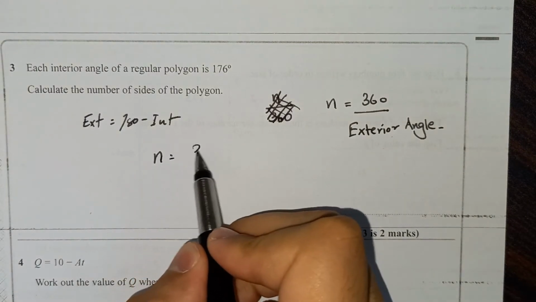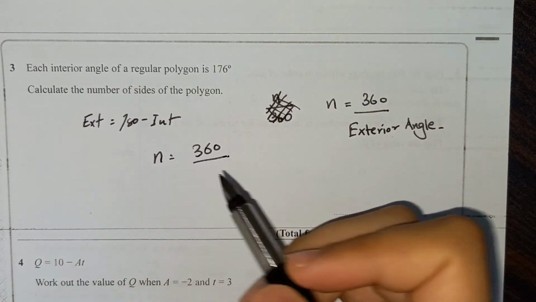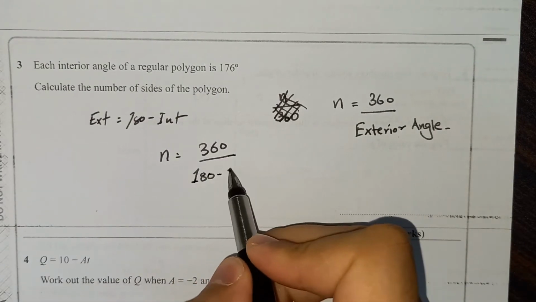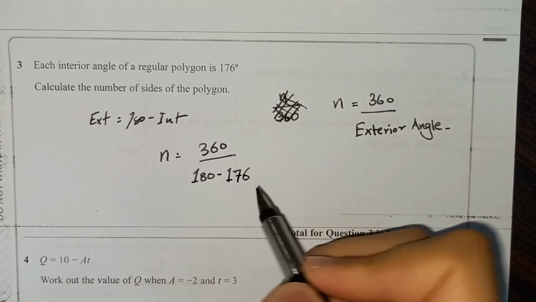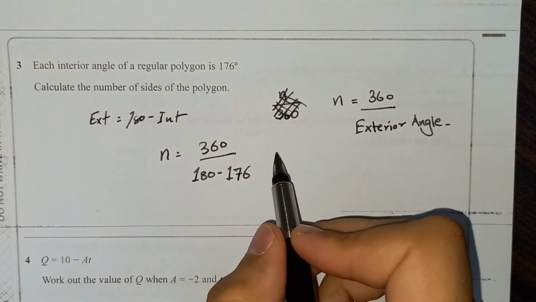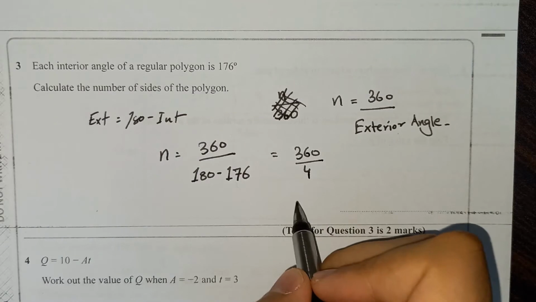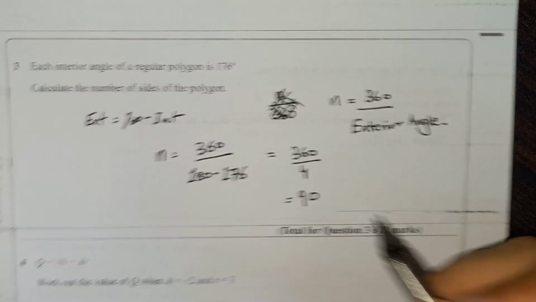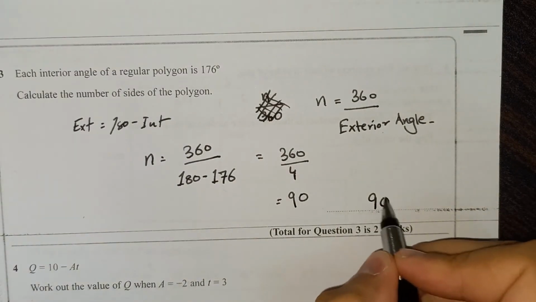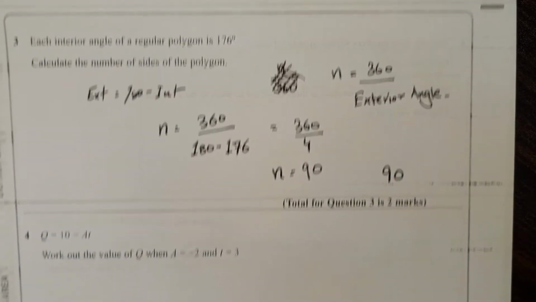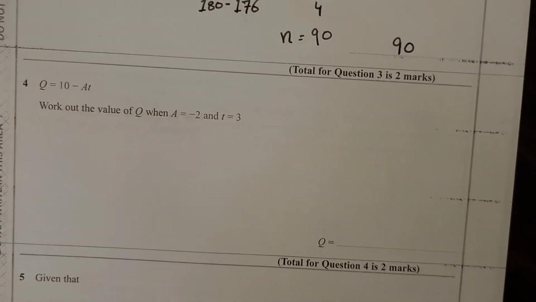So the sides will be 360 divided by the exterior angle, which is 180 minus the interior angle, which is 176. So 4, which gives us 90 sides. So the number of sides is 90, and we're done with question number 3. Now question number 4.